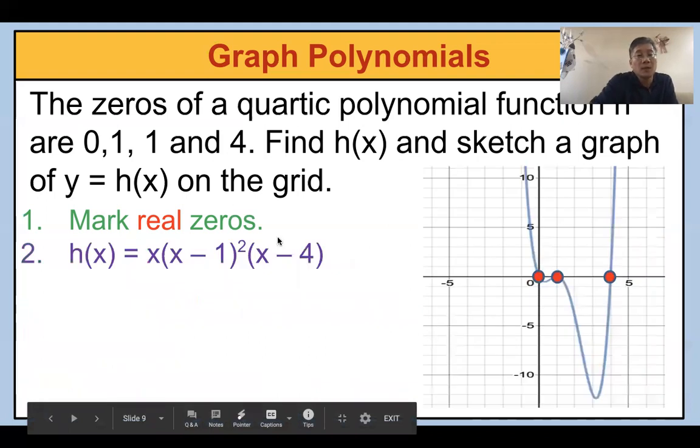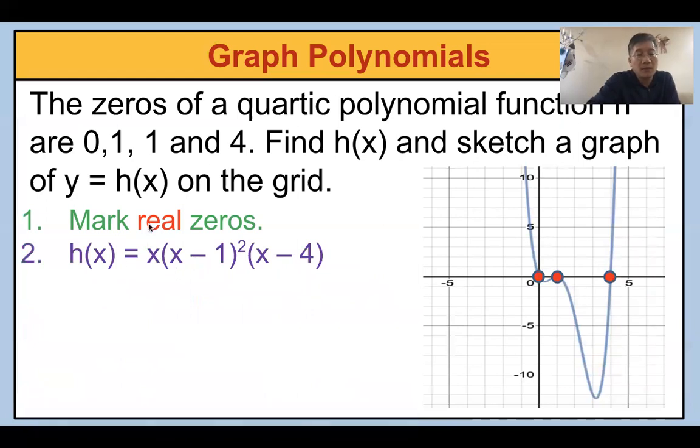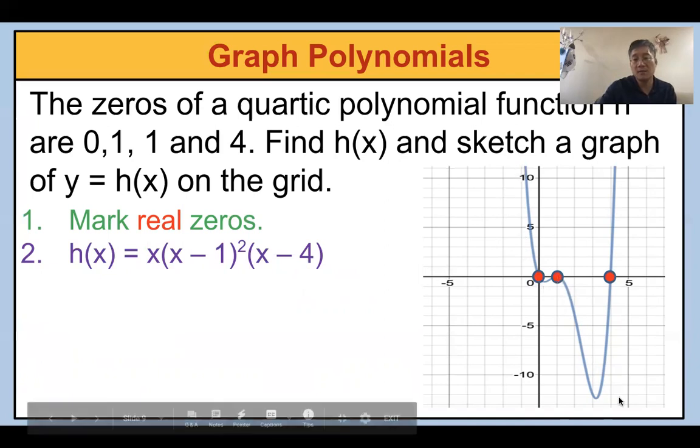So we did find the function, right? X minus 0 is the same as x. X minus 1, x minus 1 is x minus 1 squared, and x minus 4. If you put all the factors together, that's the original function, right? So you put this function in the calculator in the graph mode so that you can look at the graph, right? If you look at the graph, the shape will be like this in the calculator.